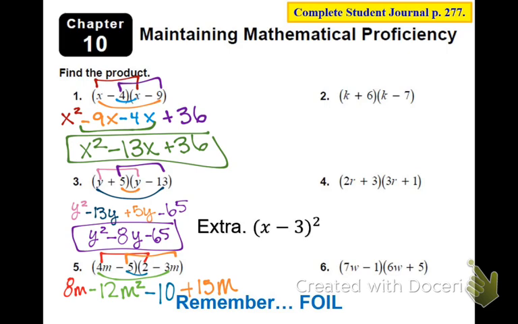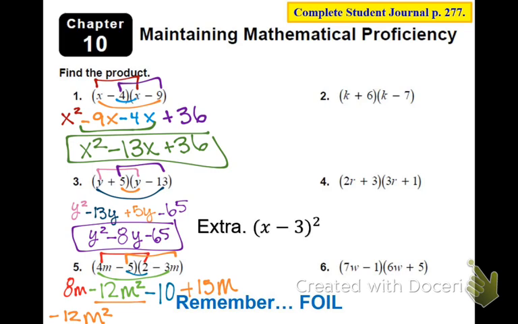So this one's just uglier than the rest of them. You need to write it in order. If you notice all the other answers, you descend the exponents. So you start with the highest exponent, which was a 2, and then you went to a 1 exponent, and then no exponent. So here, the highest exponent is 2. So you move that first, minus 12m squared.